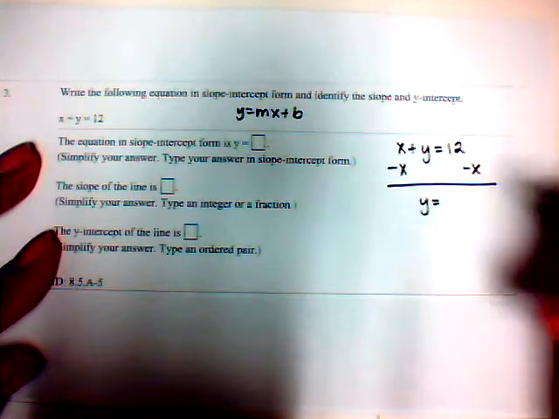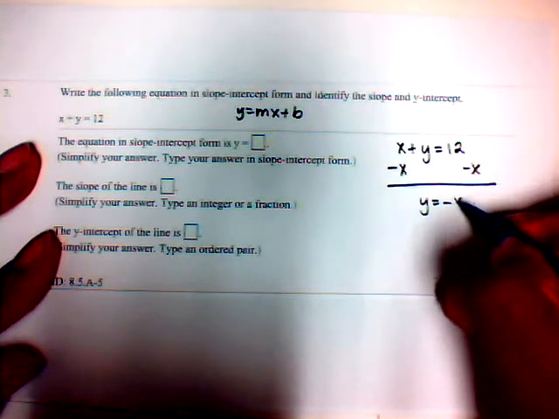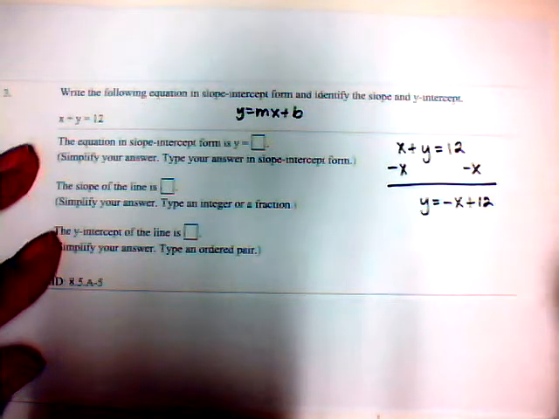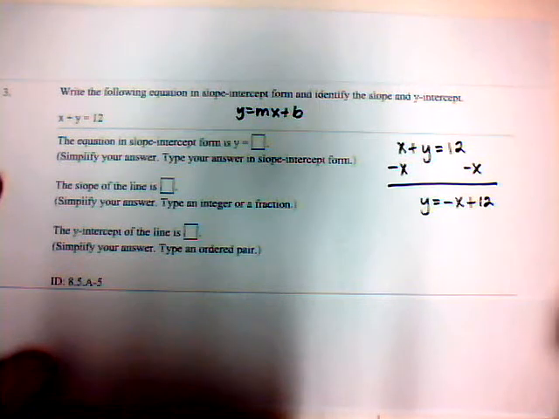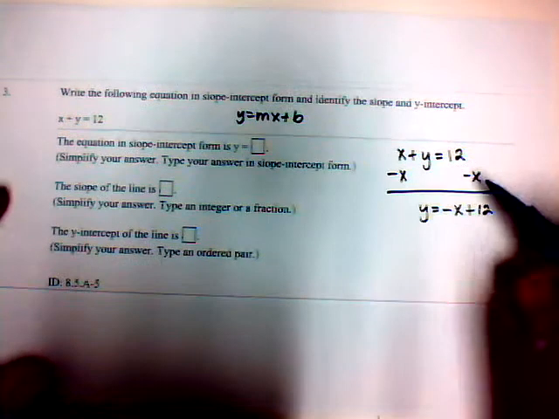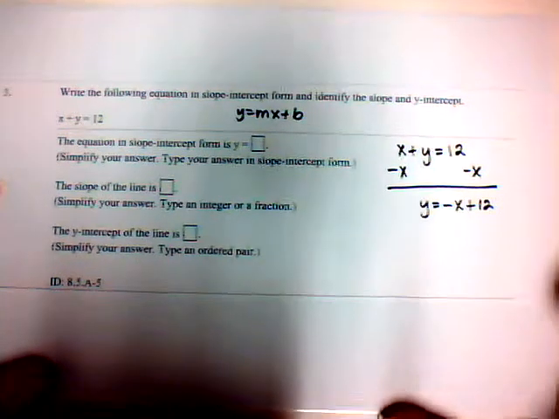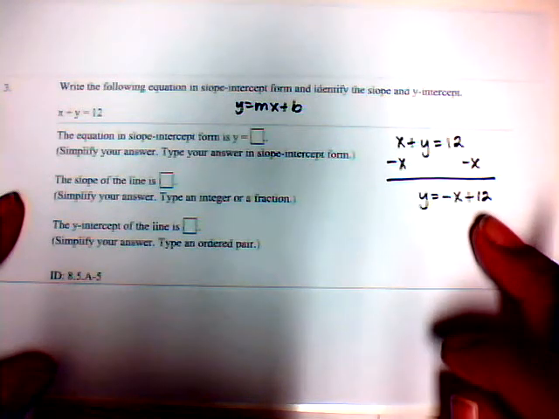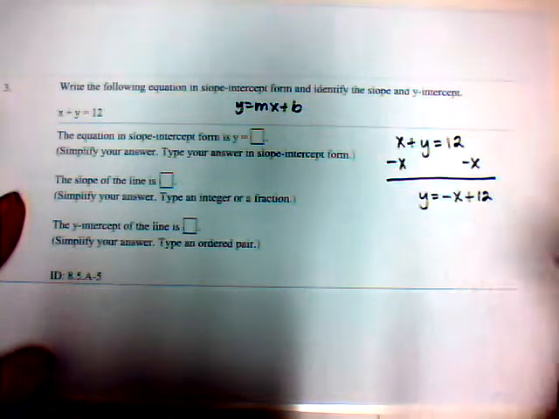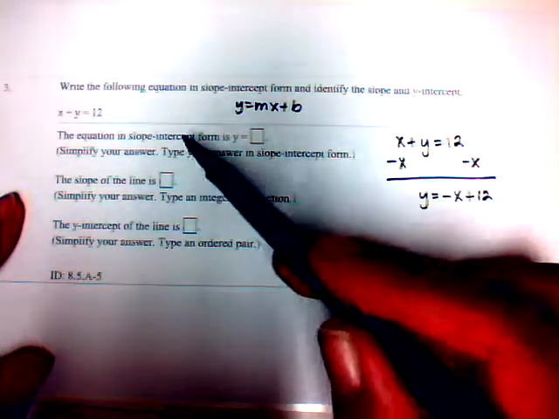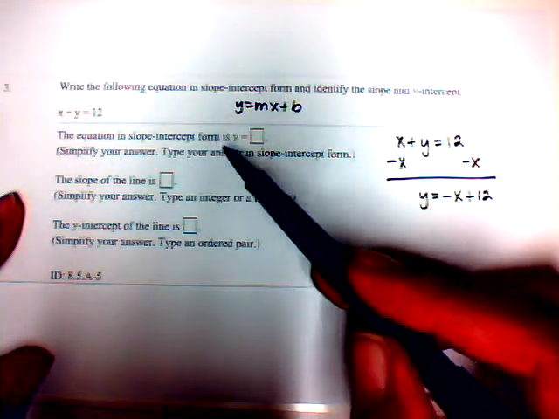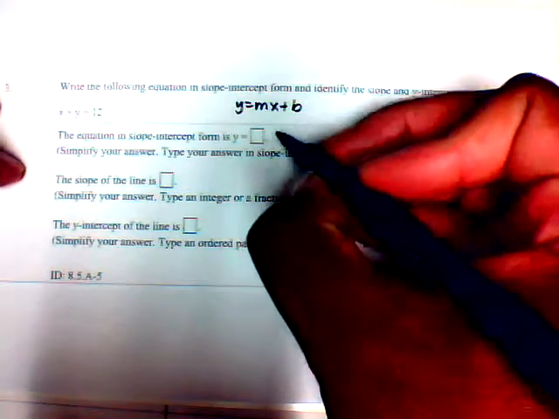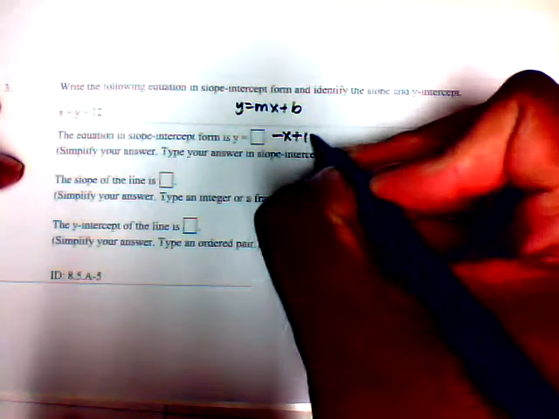So now you're going to have y is equal to -x plus 12. Now put the -x first and then the constant second. So this is your equation in slope-intercept form. y is equal to -x plus 12. So that answers this question right here. The equation in slope-intercept form is y is equal to, and then you'll just type in -x plus 12 as your answer.